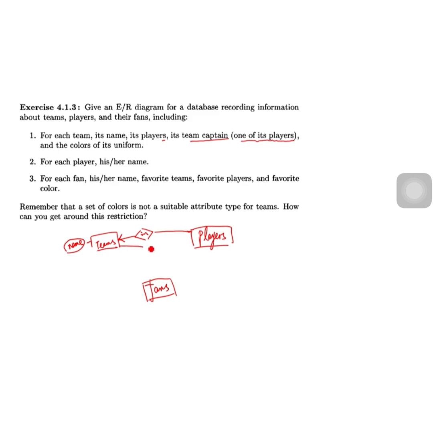Then it's another relationship, captain. A player may be a captain in a team, and in a team there is only one captain. So there is one player who is the captain. So this relationship is a one relationship. Okay, now the colors of its uniform.